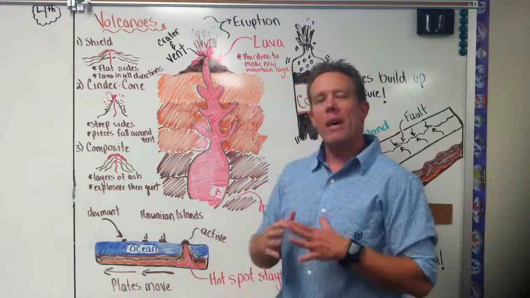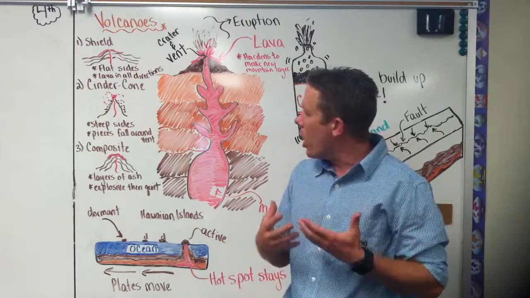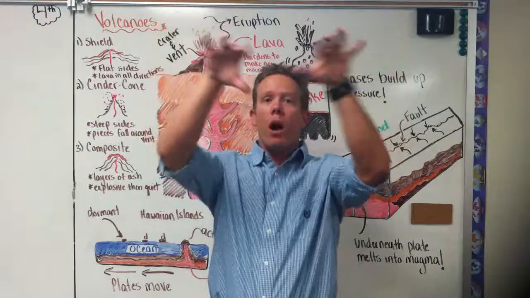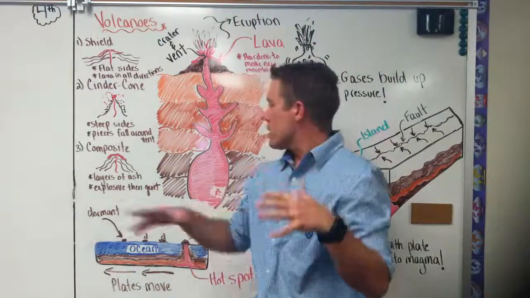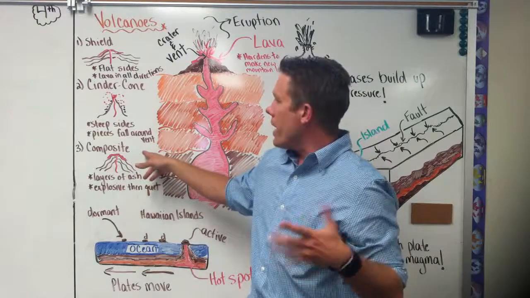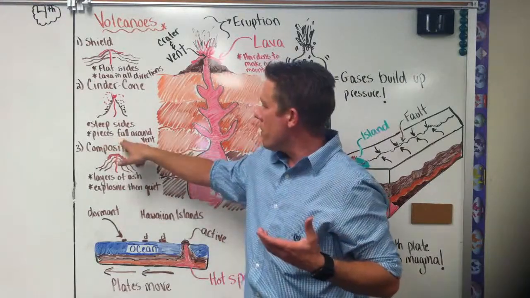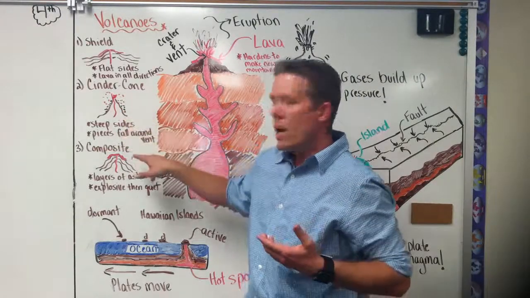A cinder volcano has a very steep side. It's kind of shaped like a cone. And as the eruption explodes, all of the pieces kind of fall down onto the sides and create these steep edges. So the pieces fall all around the vent area.